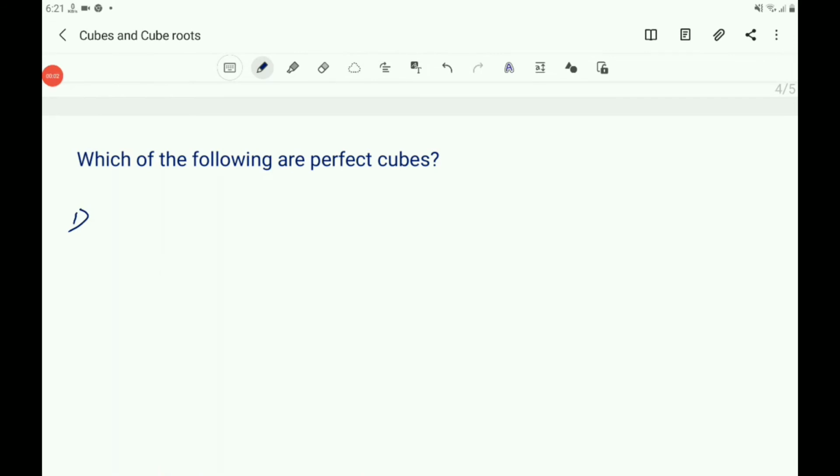Now the question is, which of the following are perfect cubes? First one is 400. You have to verify whether it is a cube number or not. How will you verify? You factorize it. If each prime factor appears 3 times, then you can conclude that it is a perfect cube. Otherwise, it is not a perfect cube. Now you factorize it.